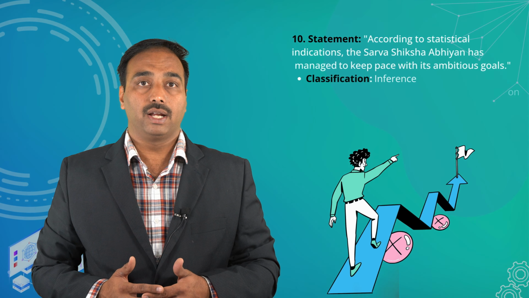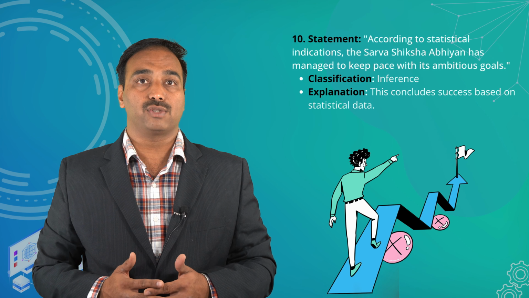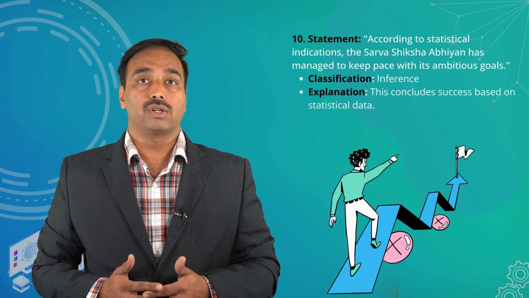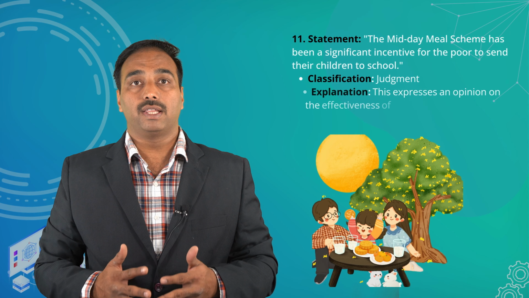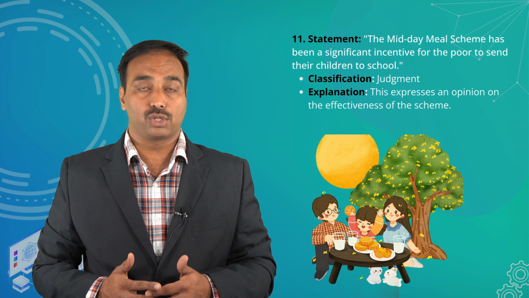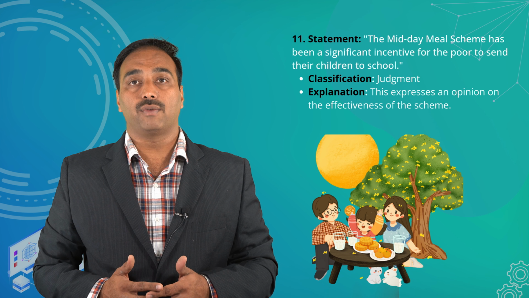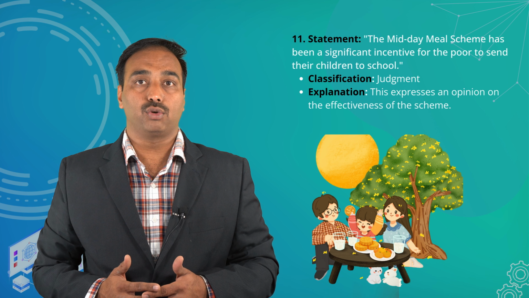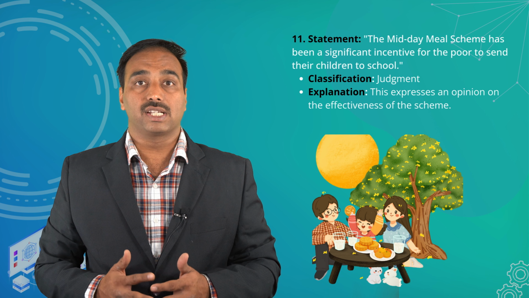Next statement: according to statistical indications, the Sarva Shiksha Abhiyan has managed to keep pace with its ambitious goals. It is an example of inference because it concludes success based on statistical data. Next statement: the midday meal scheme has been a significant incentive for the poor to send their children to the school. This is a judgment because this expresses an opinion on the effectiveness of the scheme. Next statement: only about 13 million children in the age group of 6 to 14 years are out of school. This is a fact because it provides a specific statistic.